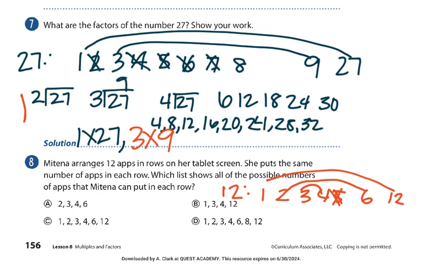So the pairs could only be 1 times 12, 2 times 6, and 3 times 4. That's it. Let's go find one of those answers. I can rainbow this one. 1 times 12, 2 times 6, 3 times 4. It matches my rainbow exactly. I'm going to pick that.